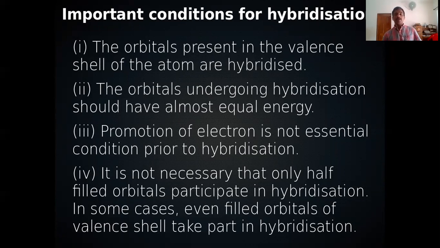And the fourth one: it is not necessary that only half-filled orbitals participate in hybridization. For bond formation, half-filled orbitals are needed, but for hybridization that is not a condition. Vacant orbitals can undergo hybridization, and even filled orbitals can undergo hybridization. So all the orbitals in the valence shell can take part in hybridization. There is no requirement of an unpaired electron in the orbital for hybridization.